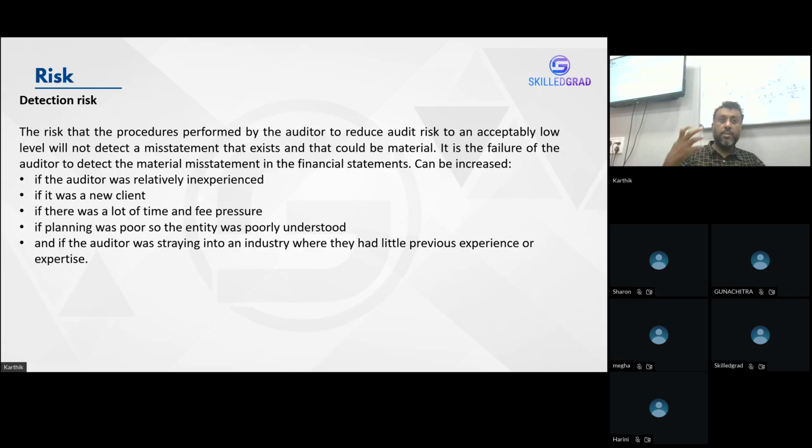These kinds of detection risk can be higher if the auditor was an inexperienced guy, he didn't know his subject very well. If it was a new client, there is a lot of extra work you have to do, but you don't do that, because with a new client you don't know anything about the client. So a lot of problems can be with the client itself, but you're not detecting that. That's the thing. Okay, there was a lot of time and fee pressure, in the sense that very low fee is being charged to the client. You have caught a client because of lowballing. Lowballing means you charge a very low fee to the client to get the client.